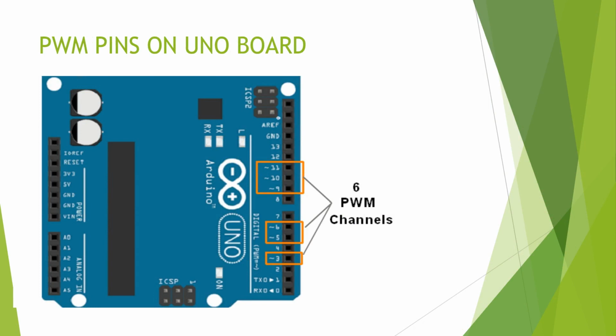So see here on the Arduino Uno board, we have a total of 6 PWM channels. Just like on the left side, I have 6 ADC channels, in the same way we have the 6 PWM channels. It is denoted by the tilde symbol before that number, for example, tilde 3, tilde 5, tilde 6. This tilde symbol indicates this pin has the extra facility. It is not meant only for digital input output, it is also meant for the PWM.